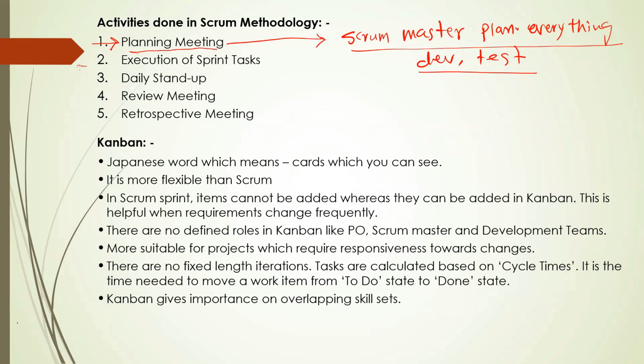Now, next we have execution of a sprint task. Execution of the sprint task means what? The moment that a developer selects a user story from a product backlog and assigns it to a sprint backlog, it means that they start working on that sprint. This is called execution of sprint task. It means that they start working on this particular sprint or these particular user stories.